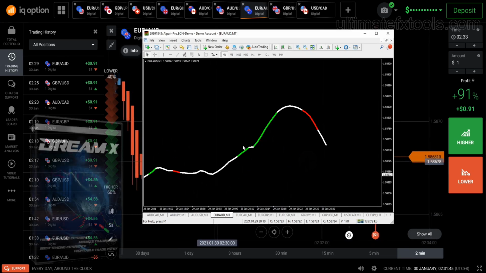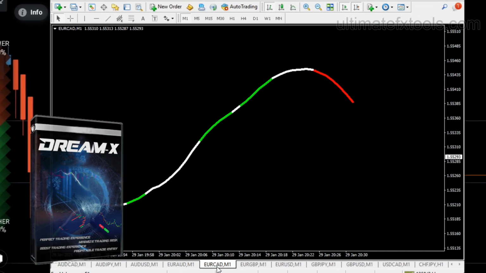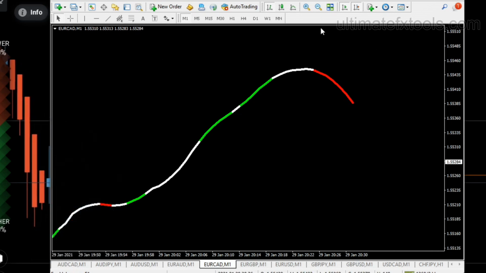Hello everyone, introducing the DreamX indicator, which focuses on smoothing the momentum of the pair.